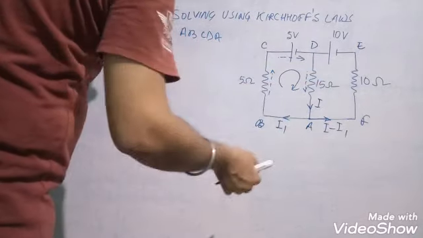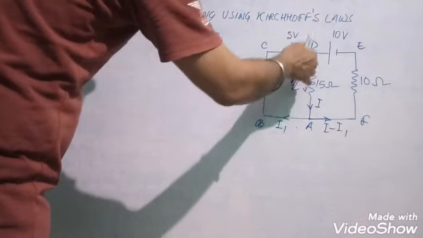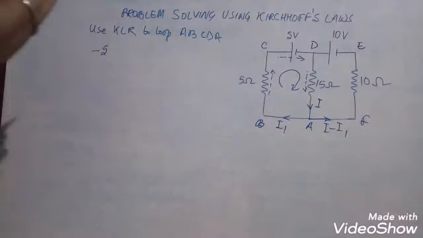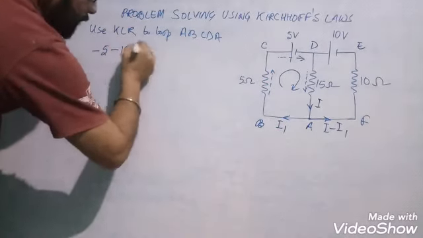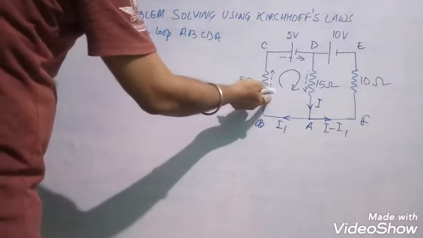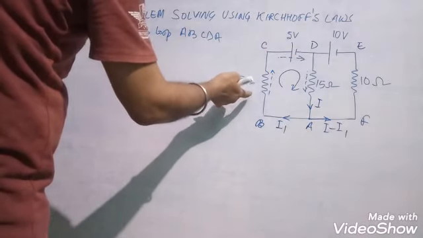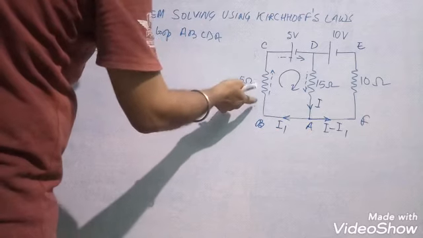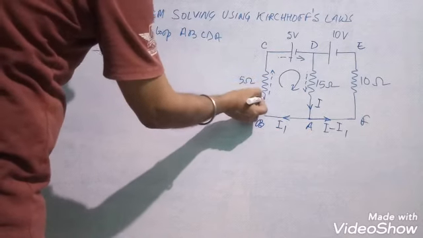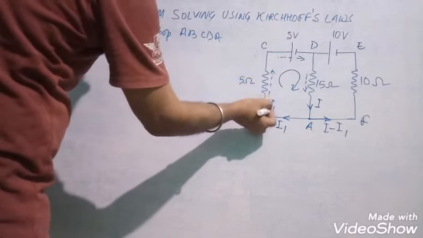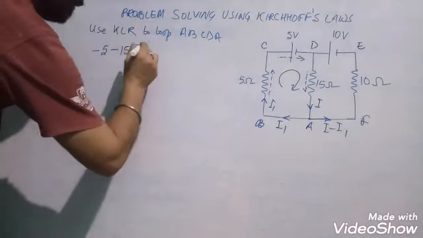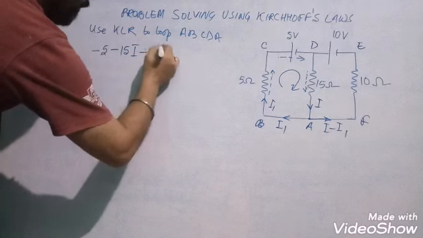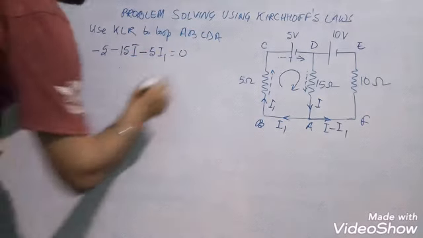Along 15 ohm resistance, the path is taking us in the same direction as current, so the potential is falling, potential drop will be negative. So minus 15I. Similarly, because the path along the resistor of 5 ohm is taking us in the same direction as the current I1, which is flowing through the 5 ohm resistance, so potential drop again will be negative. So minus 5 I1 is equal to 0.